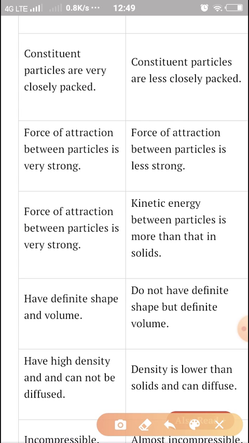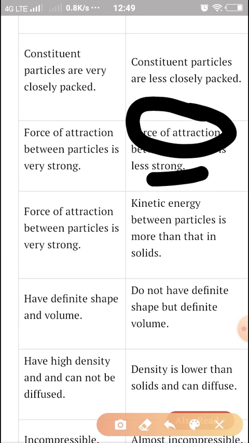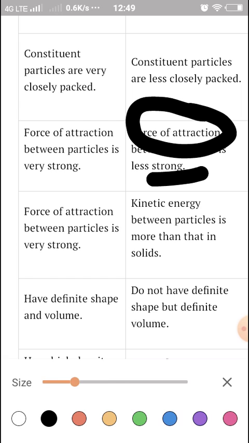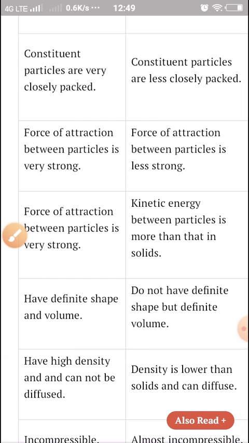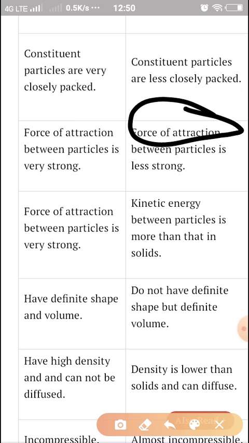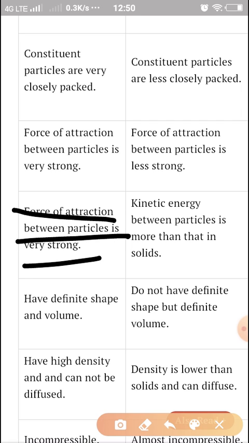Next, for liquids, the force of attraction between particles is less strong. So what do we recognize from this? That's why they can move freely, not much freely, but yeah, freely. Less than solids, no, more than solids, less than gases. The force of attraction between particles is very strong in solids, this is the same one.